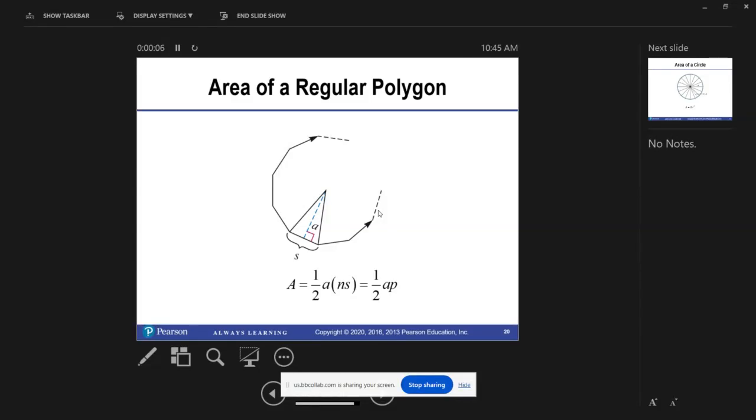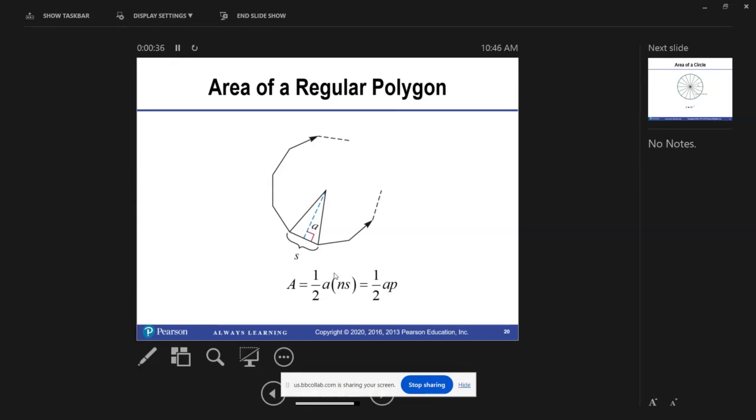Okay, then the area of a regular polygon is going to be 1/2 times A times P. Now, the A stands for this dotted line here, which is called the apothem, or I've heard some people call it apothem. But it's basically the height from the center of the polygon to the middle of one of the sides.